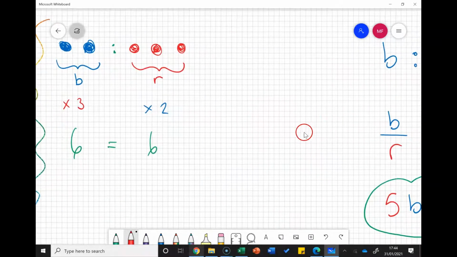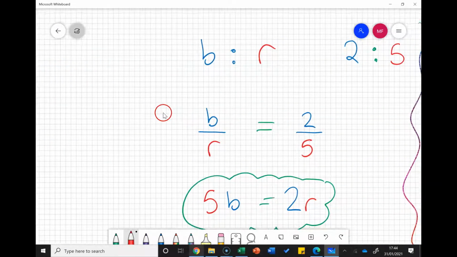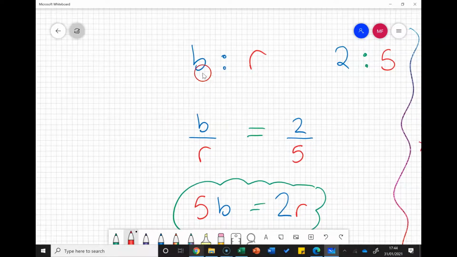So let's have a look at another problem. Again, I've already sort of set it up. I'm just going to talk you through it. So blue counters to red counters, this time 2 to 5. So for every 2 blue, you would get 5 red. So I'm dividing by the red, and as I'm doing the same to both, I'm saying they are now equal. So blue over red is the same as 2 over 5.